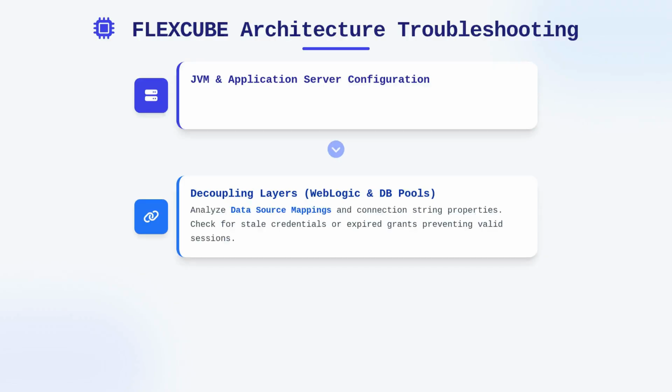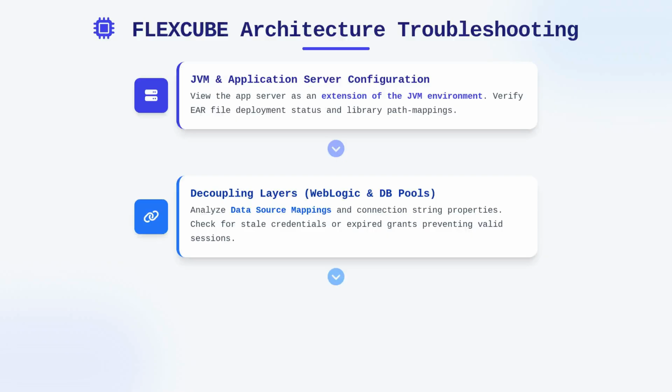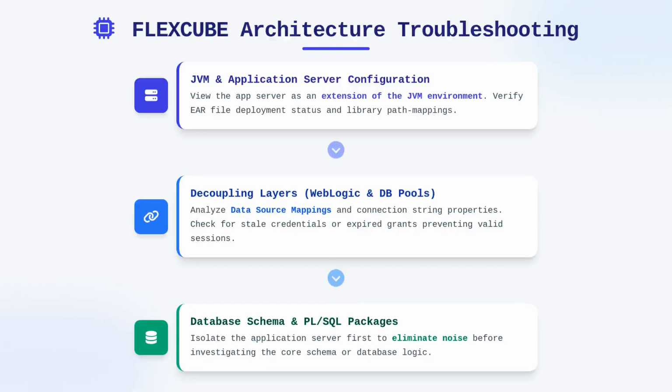Sometimes, the physical connection to the database remains open, but the logic within the application tier fails to retrieve a valid session due to stale credentials or expired grants. You should systematically check the deployment status of the various EAR files to ensure all libraries are correctly path-mapped and accessible by the underlying application runtime. By isolating the application server layer, you eliminate the possibility that the issue resides within the database schema or the PL/SQL packages themselves.